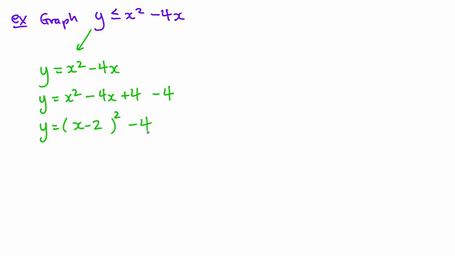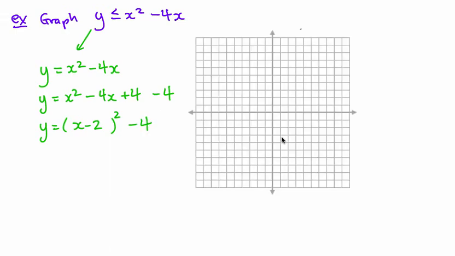And now I can graph this by remembering that this is a parabola with a vertex at (2, negative 4), and then it's a regular parabola, a is 1, so it goes up 1, 1, 2, 4, 3, 9, and this is a solid line. So draw a nice curve that looks like a solid line.